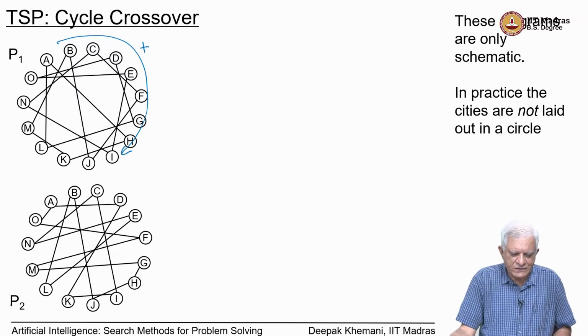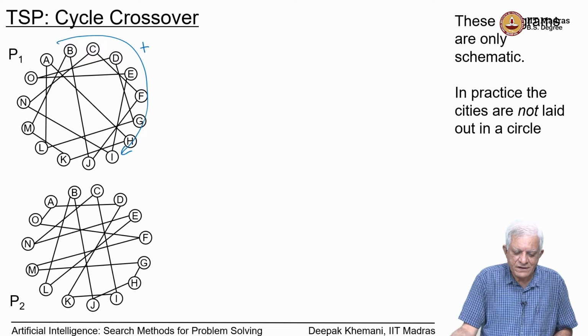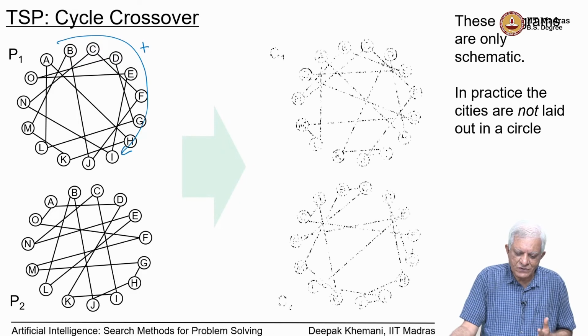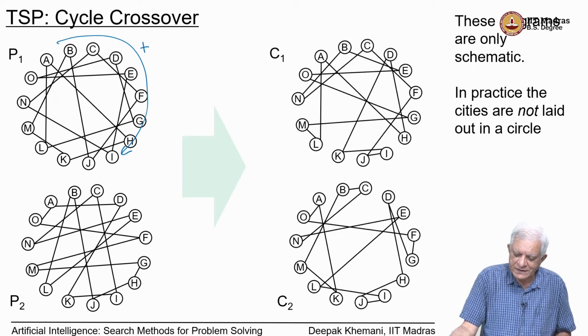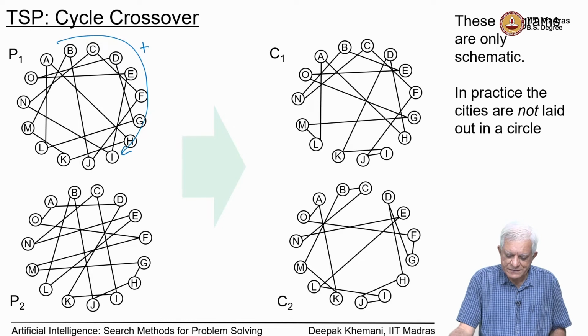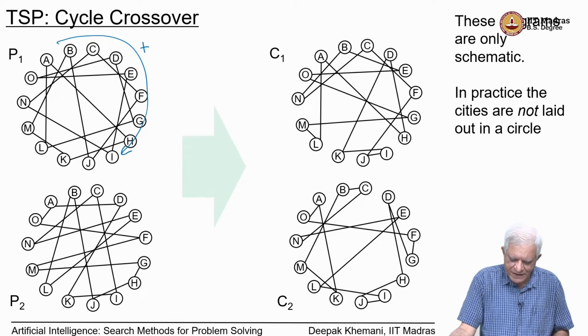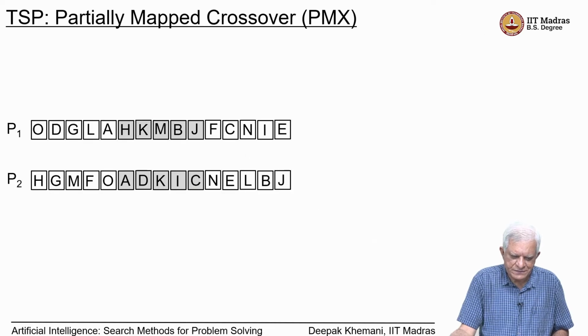Given these two tours P1 and P2, once we do cycle crossover, we get two different tours, as we can see from here. Essentially some edges are removed and some edges are added and so on and so forth.